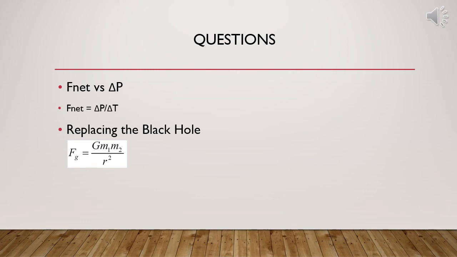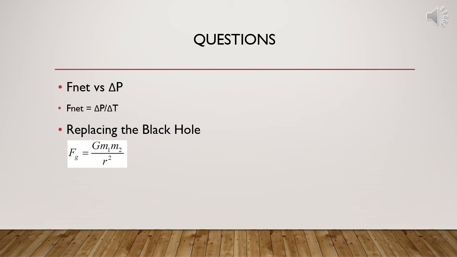This lab brings up some interesting questions. The first one is, what is the difference between Fnet and the rate of change of momentum in terms of their parallel and perpendicular components? There is no difference. Fnet equals dp divided by dt according to Newton's second law, so the components will be the same too.